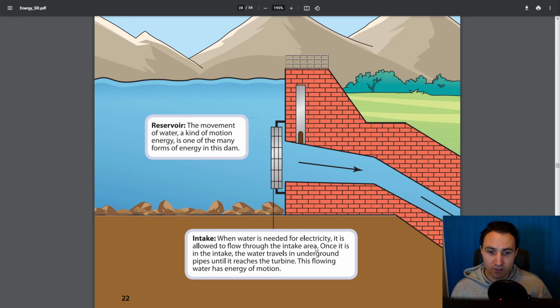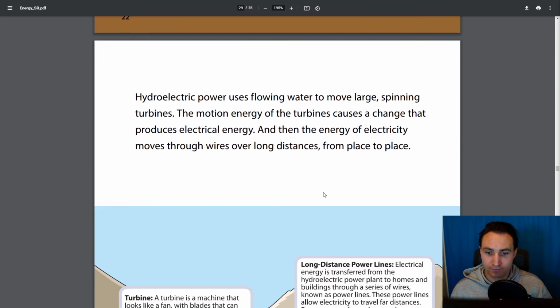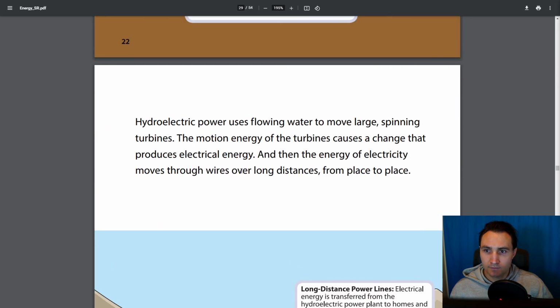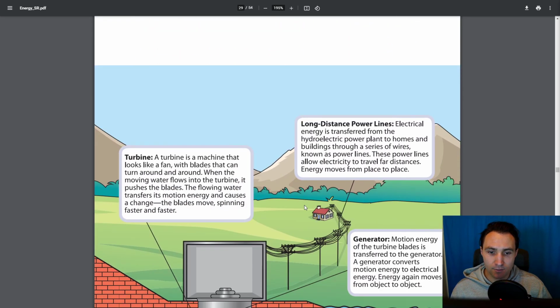When water is needed for electricity, it is allowed to flow through the intake area. These arrows are going. Once it is in the intake, the water travels in underground pipes until it reaches the turbine. This flowing water has energy of motion. Okay, so hydro meaning water, electric power uses flowing water to move large spinning turbines. The motion energy of the turbines causes a change that produces electrical energy, and then the energy of the electricity moves through the wires over long distances from place to place.